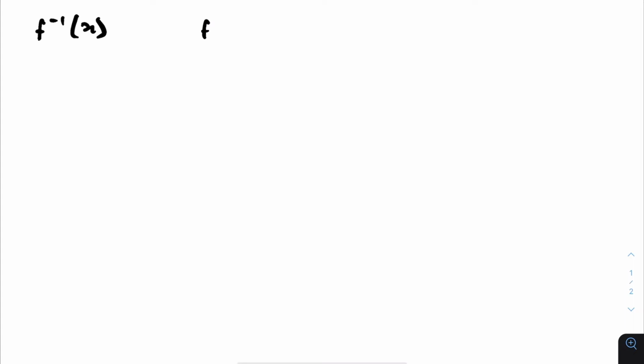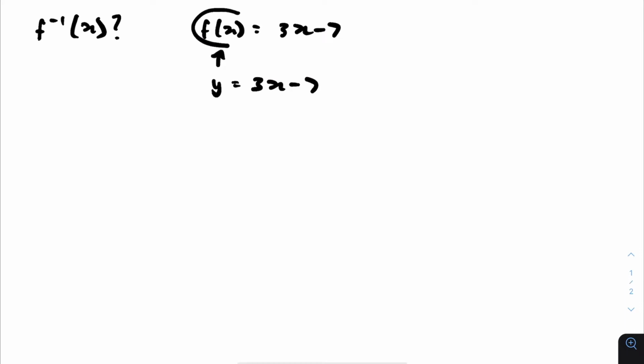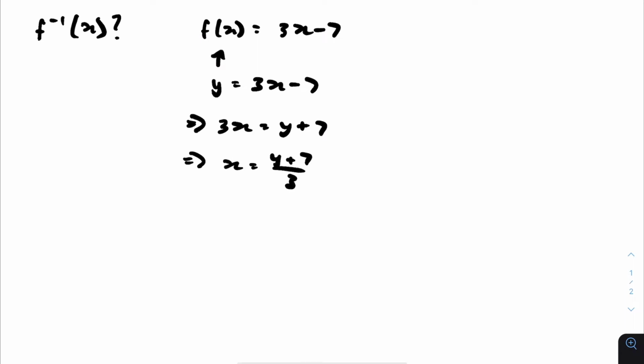So let's say you had the function f of x is equal to 3x minus 7, and we wanted to find the inverse. So we wanted to find f negative 1 of x. So first thing we have to do is substitute f of x as y. y and f of x are pretty much interchangeable, except f of x allows you to use composite functions, for example. So y equals 3x minus 7, then rearrange to find x. So we get 3x is equal to y plus 7, and x is equal to (y plus 7) over 3.